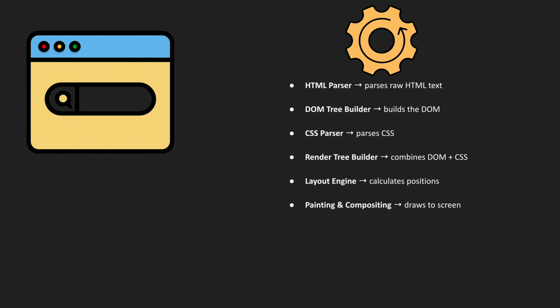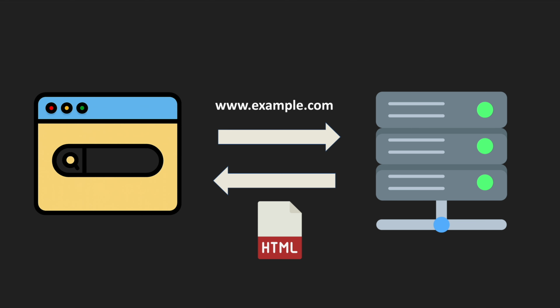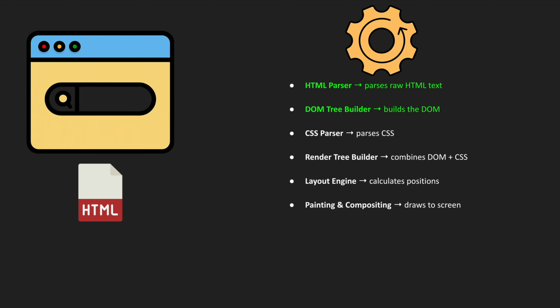First, when it receives the HTML, it parses the raw HTML and builds a DOM tree. We are going to talk about it a bit later. Then it parses the CSS. If we have CSS, then it combines the DOM and the CSS, calculates the position, and throws it to the screen. So in our case, when we receive an HTML, the rendering engine will take that HTML, parse it, and build the DOM tree.